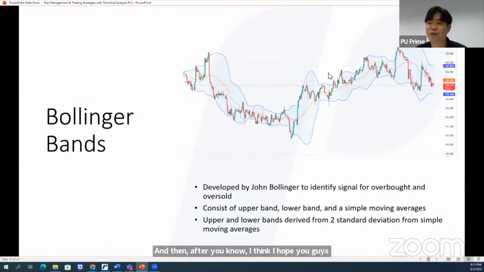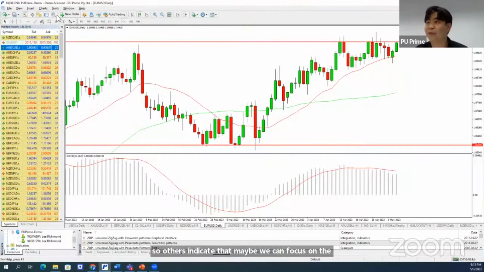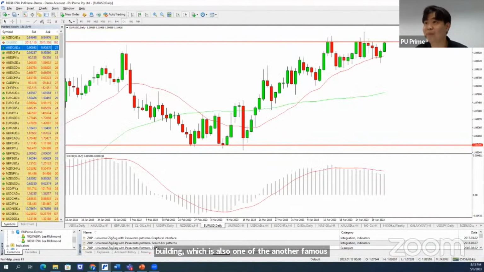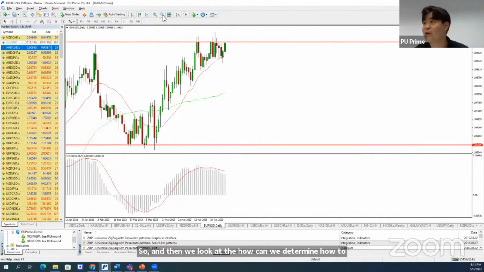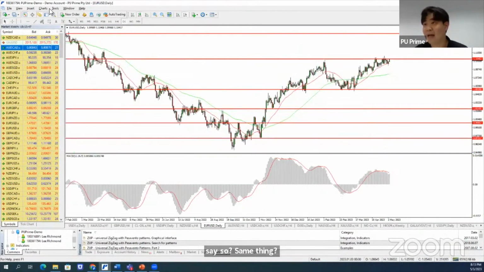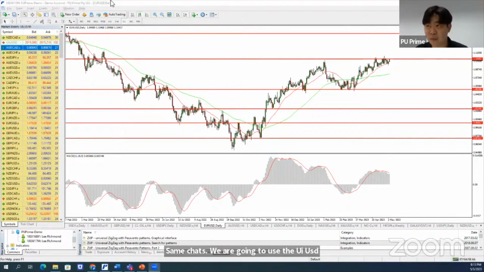And then we are going to move towards other indicators now. So for other indicators, maybe we can focus on a few things like Bollinger Bands, which is also another famous indicator. And then we look at how we determine how to set it. Same thing, same charts. We are going to use the USD daily chart.